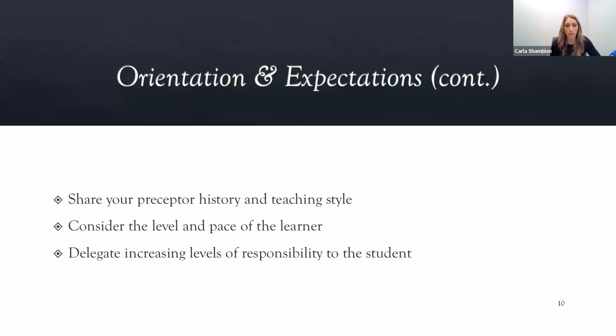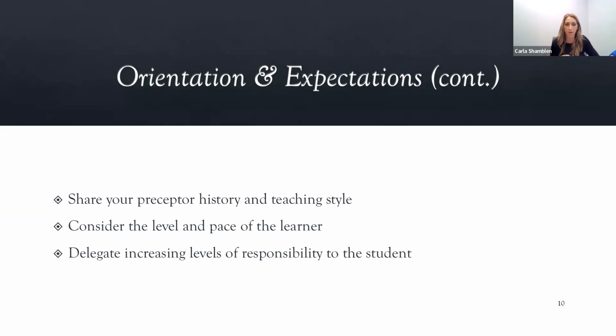Again, consider the level and pace of the learner in terms of the things that you're allowing them to do or wanting them to do, and then delegate increasing levels of responsibility. Maybe it's a student on their first or second rotation, and the first few days or week are primarily them observing you and following you and getting used to how the clinic runs, how you interact with patients, and your EMR system. And then as you feel comfortable, allow them to start taking histories, doing physical exams, and presenting to you.